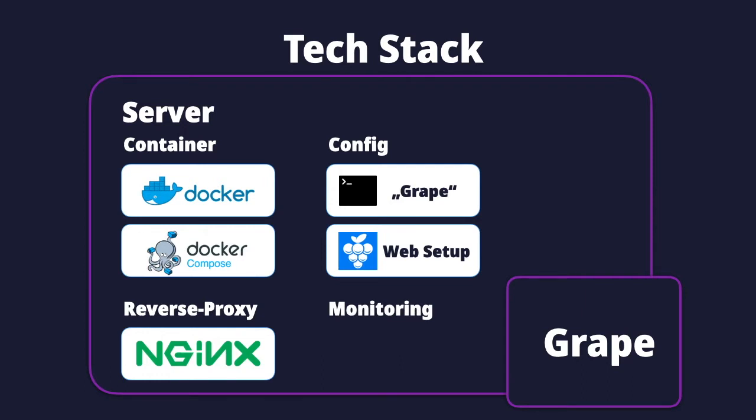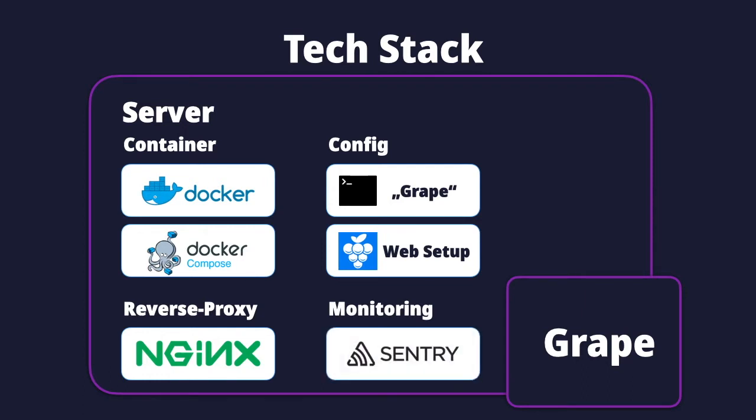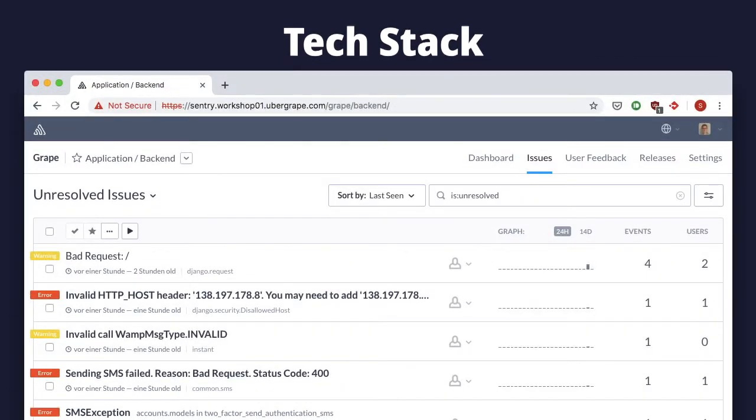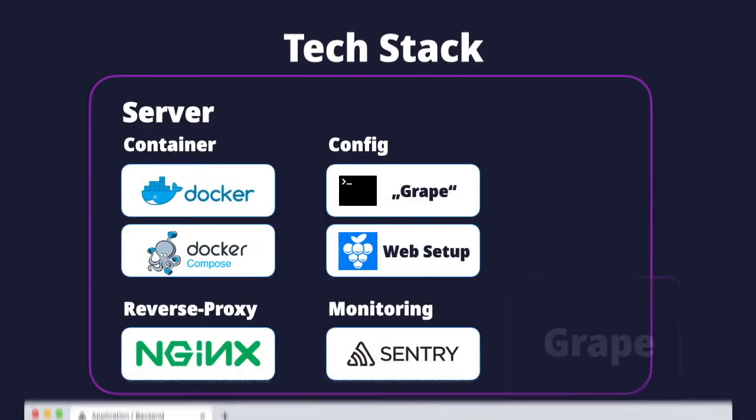Grape server also comes with Sentry, an open source application monitoring and error tracking software. We use it to log errors from the backend and the front end. Sentry collects and displays the errors in a super nice interface and is much easier to use than sifting through log files. So this will help you a lot in debugging problems.